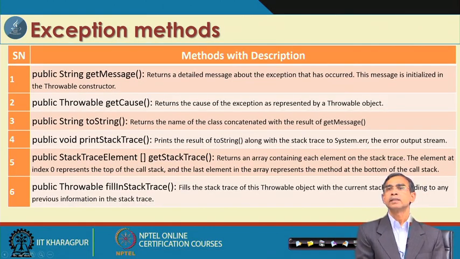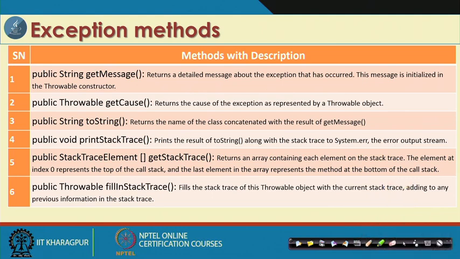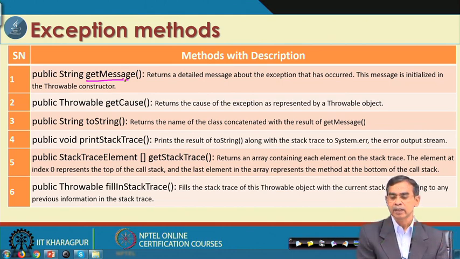Now, all these subclasses that we have discussed are associated with many methods. Here we have listed a few methods with their description. As you see here, getMessage, which we have probably learned about, will tell about a particular error. It basically returns a message about a particular exception that it encounters. This message is initialized through a constructor which is defined in the Throwable class. This is the main class, the super class.